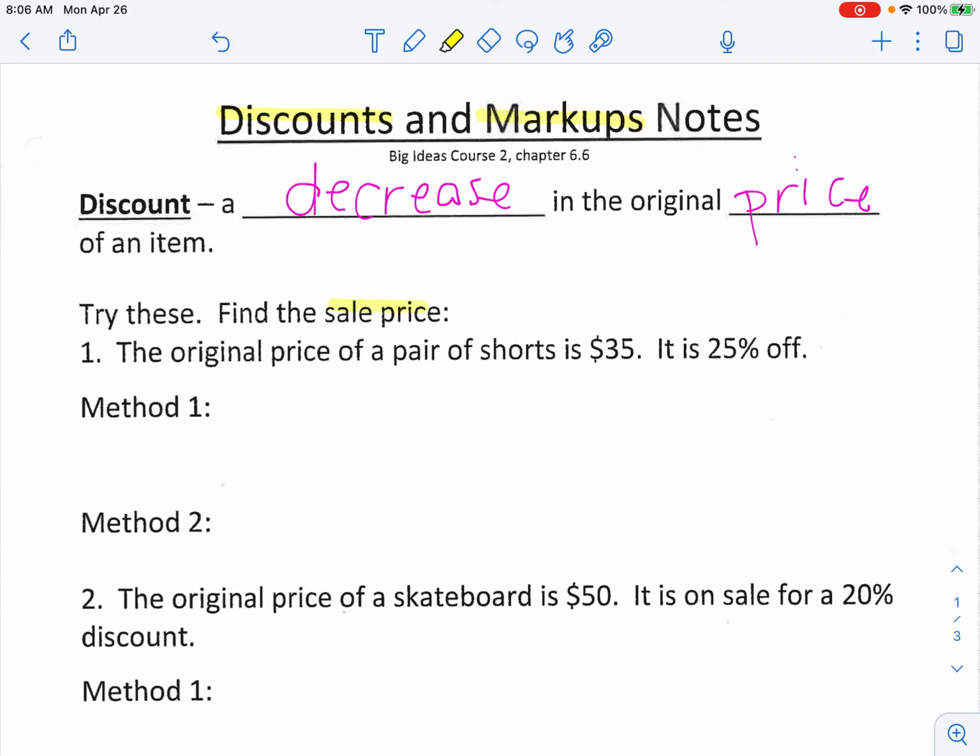We're going to find the sale price. Now, sometimes you will be asked to find the amount of the discount. Sometimes you'll be asked to find the sale price. So you have to read the question very carefully. All right, here's what we know. The original price of a pair of shorts is $35. The shorts are 25% off.